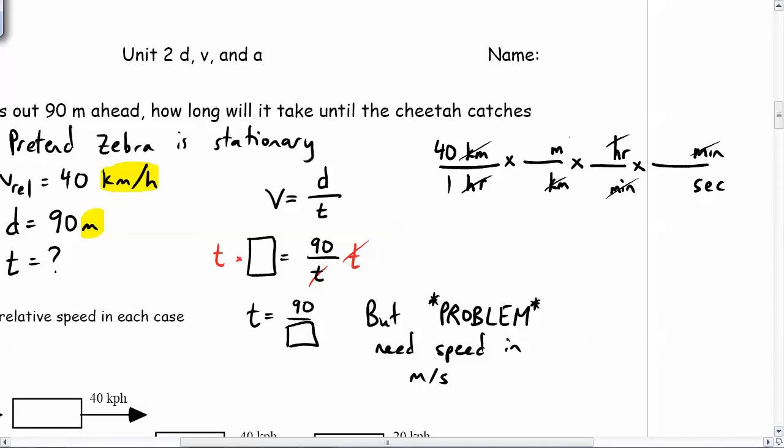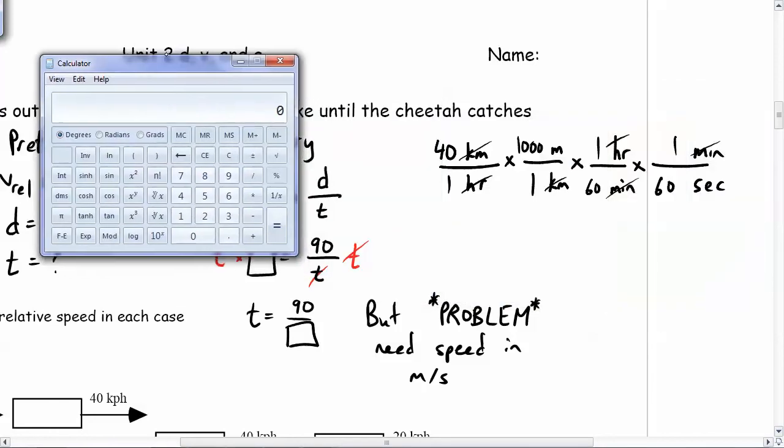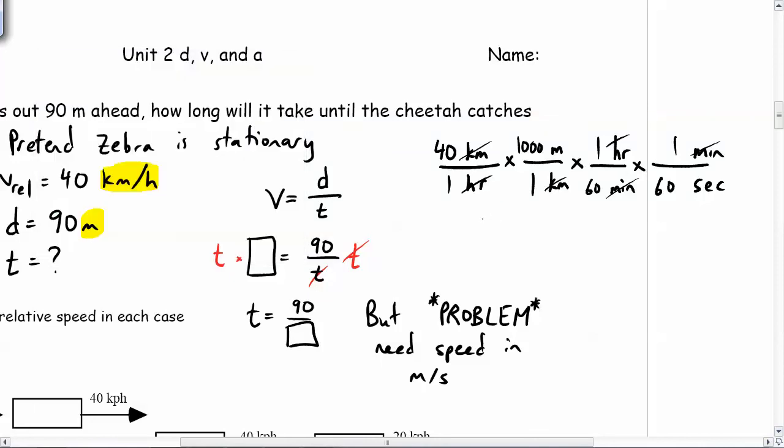I know in 1 kilometer, there are 1,000 meters. I know in 1 hour, there's 60 minutes. And I know in 1 minute, 60 seconds. So then I just take the numbers and multiply everything that's on the top. So 40 times 1,000 divided by 60 divided by 60. Yay! That's 11.11 meters per second.